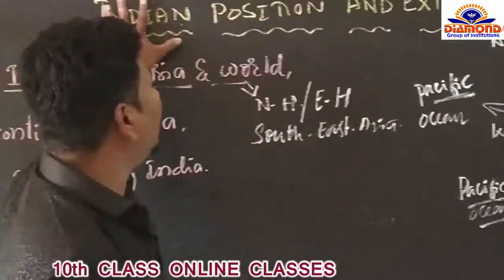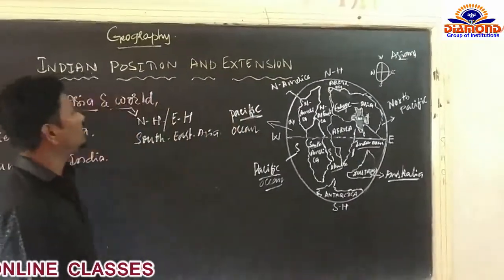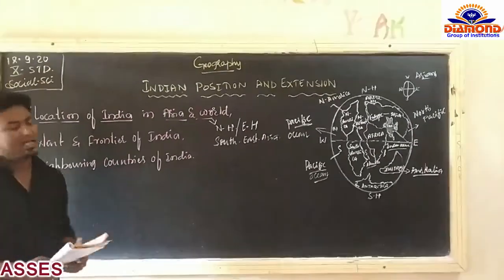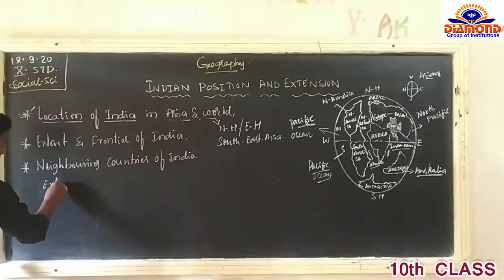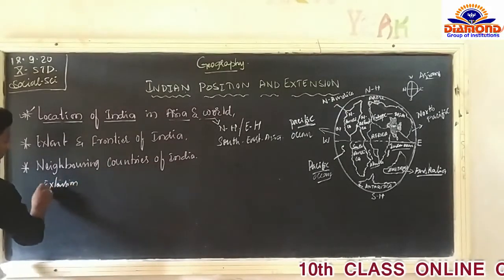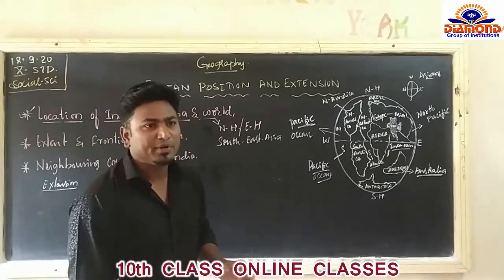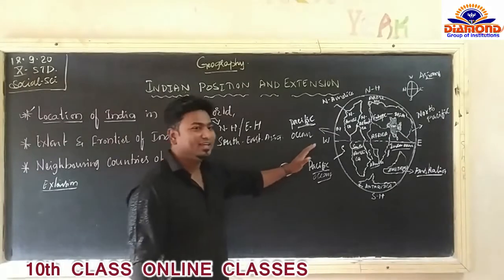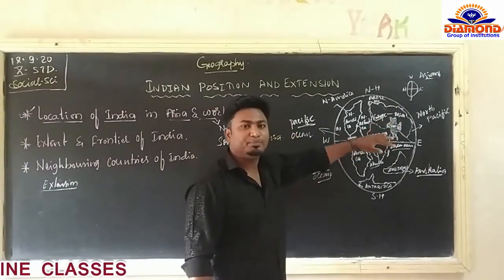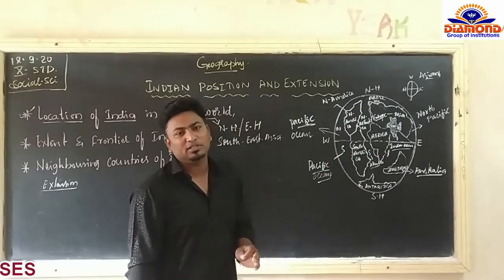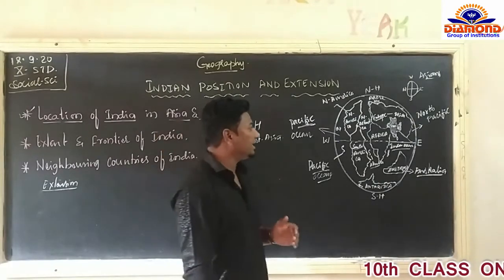But our Indian position is located in the southeast position. Let us see what is the extension. If we talk about the extension of India, we need to understand the particular lines. As we heard previously in the 8th standard, these are the longitudes and the latitudes.